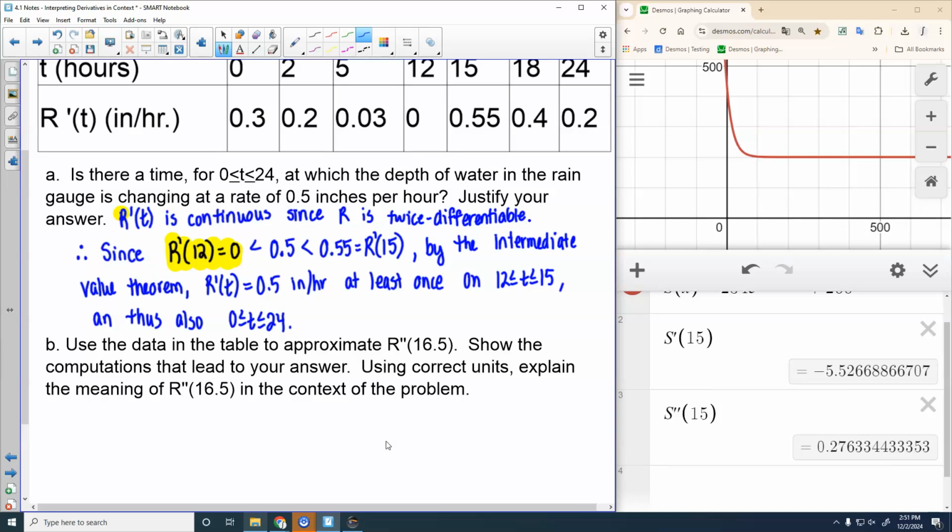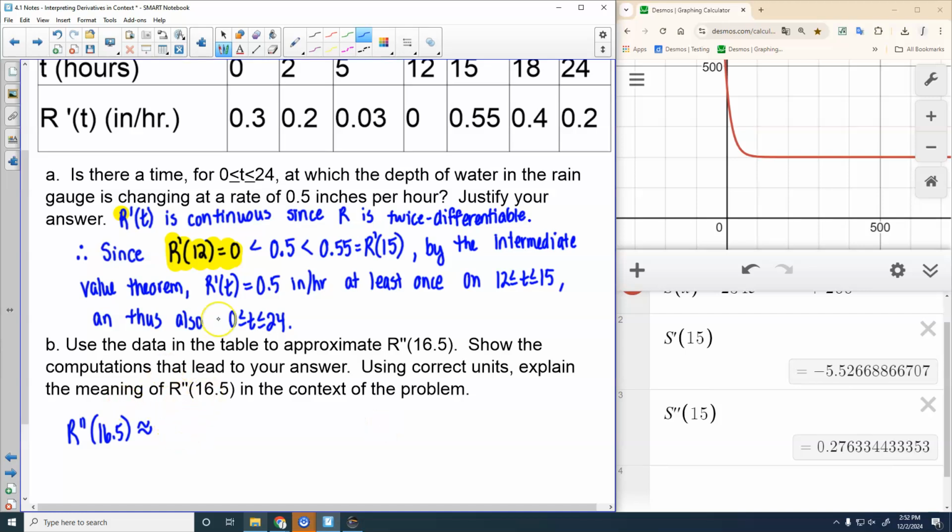So, first of all, what are we going to do to estimate R double prime of 16.5? Average rate of change between 15 and 18. So we would say R double prime of 16.5 approximately equals. Here, it's really important for you to put the squiggly equal sign because it means approximately. I don't think they count off for it on the free response part of the AP exam, but this is just an approximation. So mathematically speaking, it's really important.